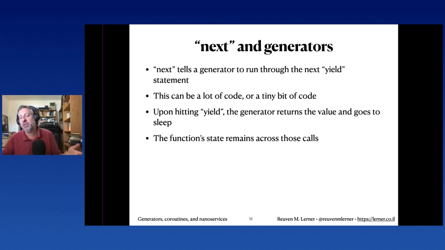Well, how much code is between now and the next yield? It could be a tiny bit of code, and it could be a lot of code. We don't know in advance. What's basically happening is that Python is running up to and including the next yield, and then it goes to sleep. Now, the cool thing here is that the function state remains across those calls. So each time I call next, it's just advancing our function a little bit, a little bit, a little bit. But all the local variables in the function stick around, and our stack frame sticks around.